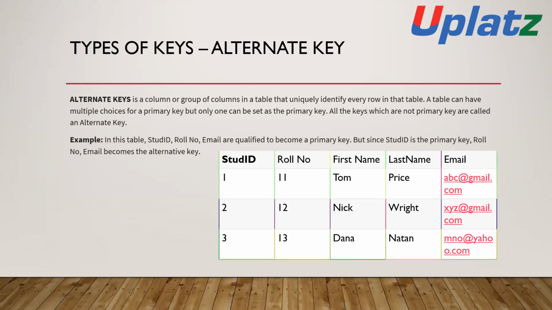So there are various methods to uniquely identify a particular row. But as we have a constraint that primary key can be only one for any given table, in that case, all the remaining ones become the alternate key.